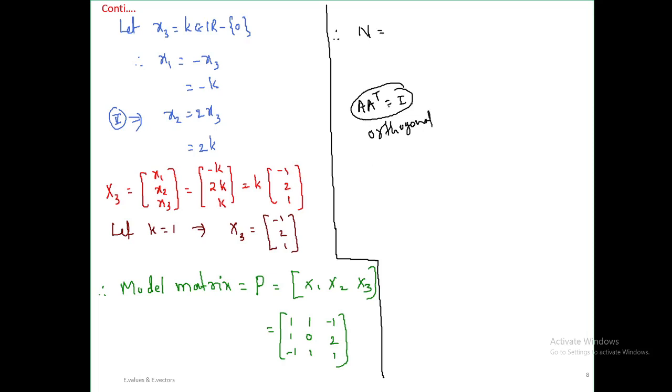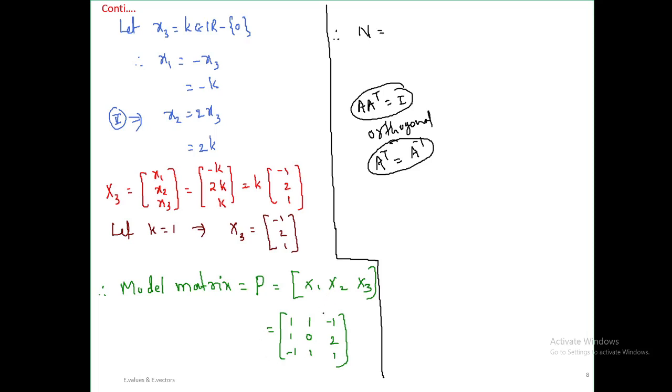So once A into A transpose is equal to I, pre-multiply both sides with A inverse. A inverse into A is the identity matrix, and A inverse into I is A inverse. So A transpose is equal to A inverse. Indirectly, the inverse is nothing but its transpose. Such a matrix N I am going to find now. Since the inverse must exist, it should be a non-singular matrix, which means det is not equal to 0, so all the rows or columns must be linearly independent. That is possible in the model matrix only. That's why I first construct the non-singular matrix.